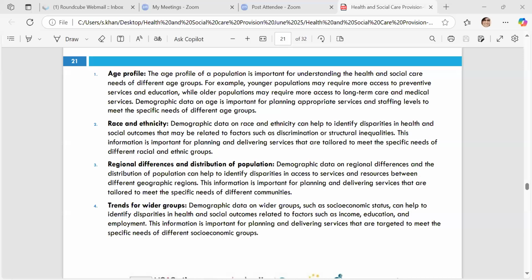Using data is really important to understand the racial and ethnic makeup of a population and to tailor services to their needs. Different ethnic groups may have unique health risks, cultural practices, and language barriers that require specialist approaches. So we need to make sure we take that on board when looking at race and ethnicity. It's really important.